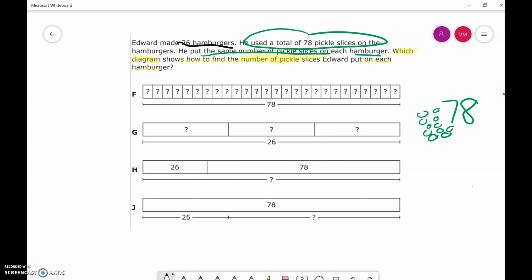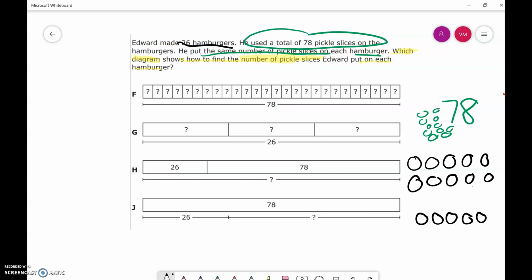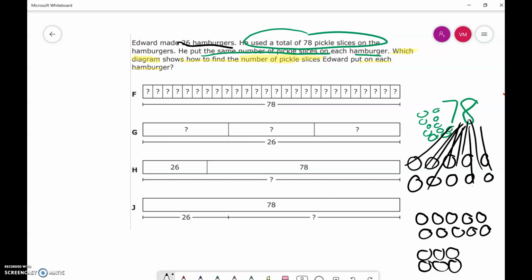And he had 26. So if I'm gonna put them on 26 burgers, I'm gonna put a burger 1, 2, 3, 4, 5, 6, 7, 8, 9, 10. 1, 2, 3, 4, 5, 6, 7, 8, 9, 10. That's 20. 1, 2, 3, that's 26. So he had all those pickles, remember 78 pickles, and he's gonna put them on 26 burgers. So I think when he's putting them, he's gonna be dividing.